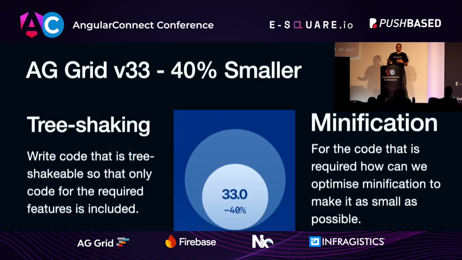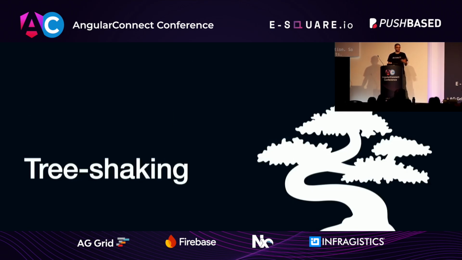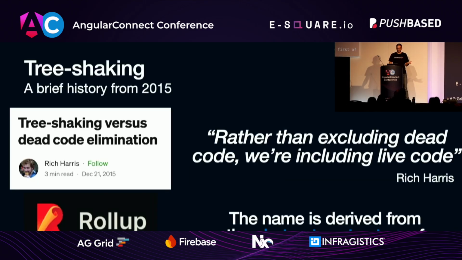And so this is something which our clients wanted from us with AG Grid. And so we did a lot of work on this, and that's where some of the knowledge and things that I found out has come from. So version 33, we managed to get our bundle size down by about 40% for the simplest use cases. And that was through tree shaking and also improving the minification. So we'll talk about both of these aspects. So first of all, let's have a look at tree shaking.